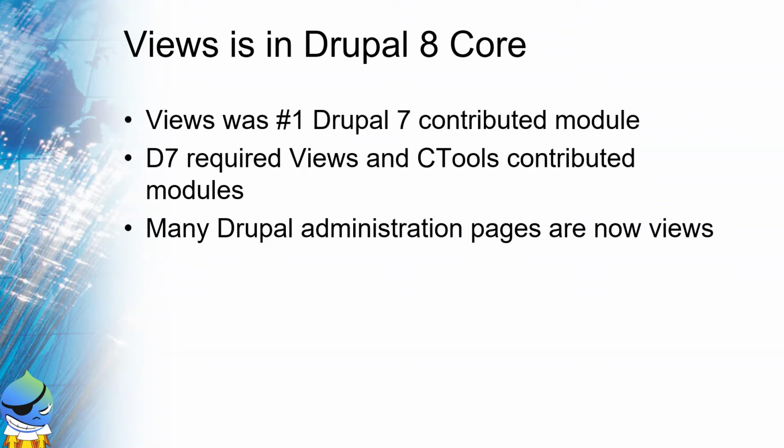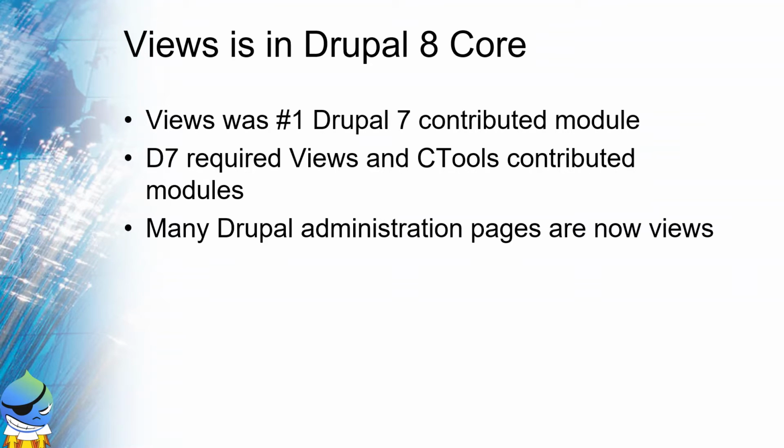When it was Drupal 7, views was the #1 module. Now, technically, that's not true. CTools was the #1 module, but CTools is a dependency of views and several other modules, and so it turns out about 84% of all Drupal 7 websites have views installed on them.